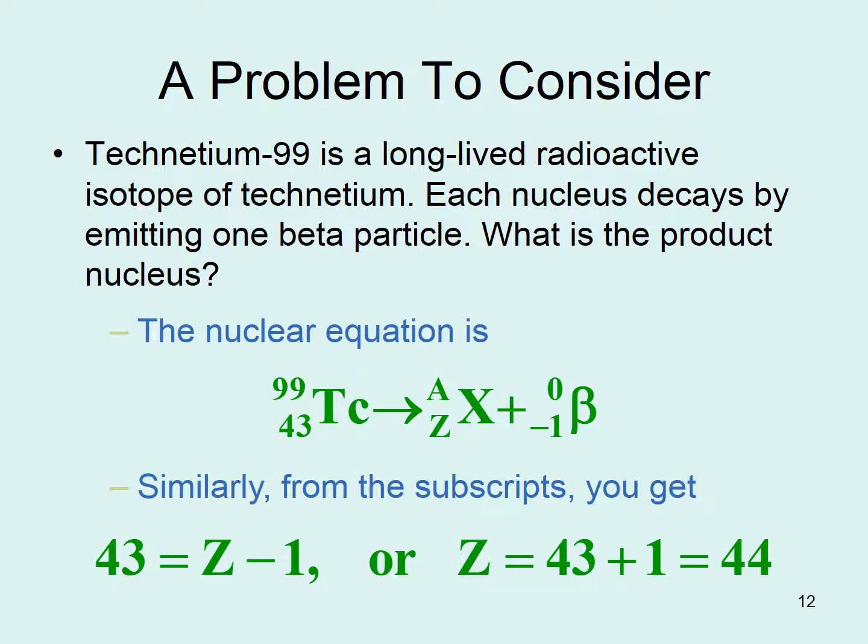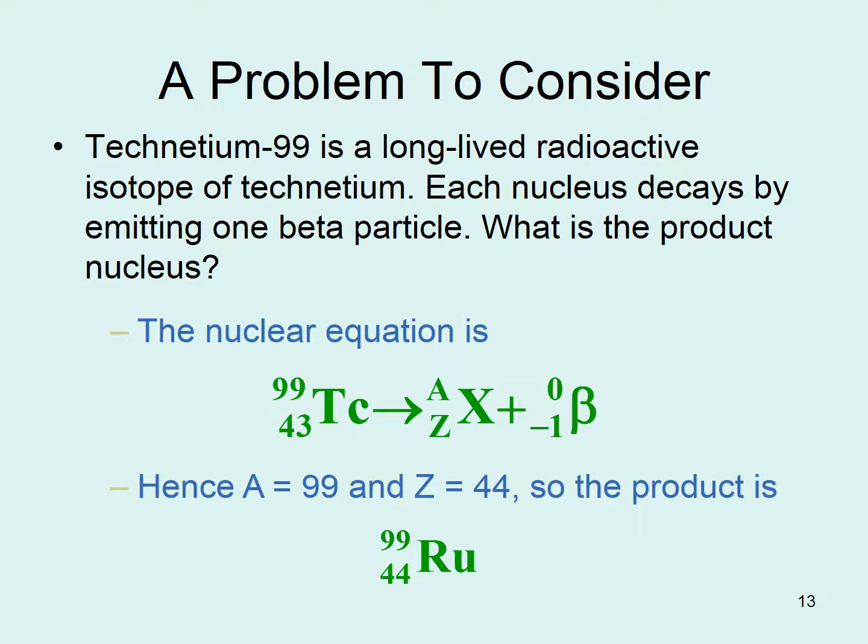Now for the subscripts, you can see that 43 is on the left. What does Z have to be in order for the two sides to be equal? So Z minus 1 has to equal 43, so that means Z has to equal 44. So now we know what it is. It's element 44, which is ruthenium.